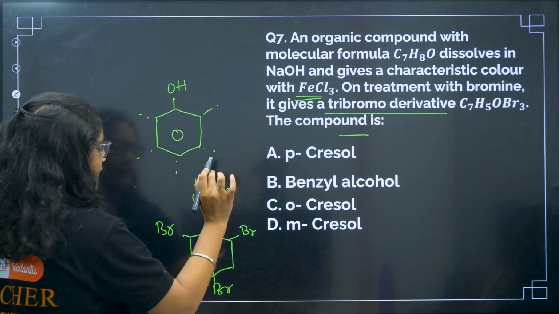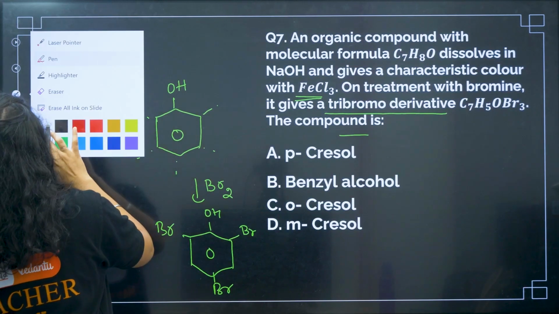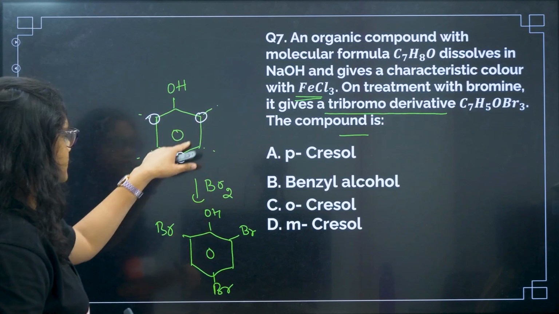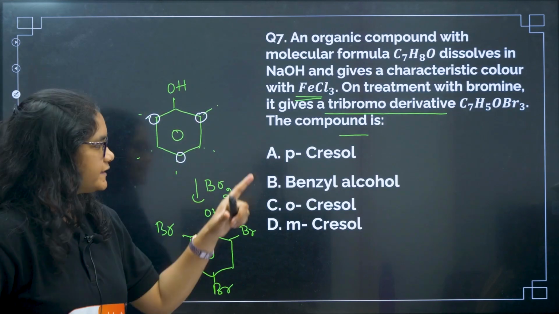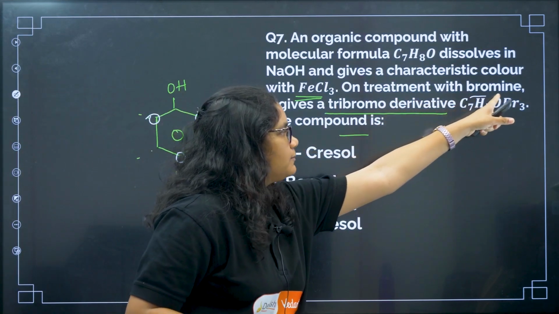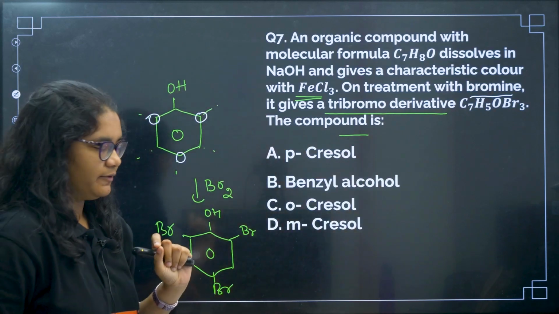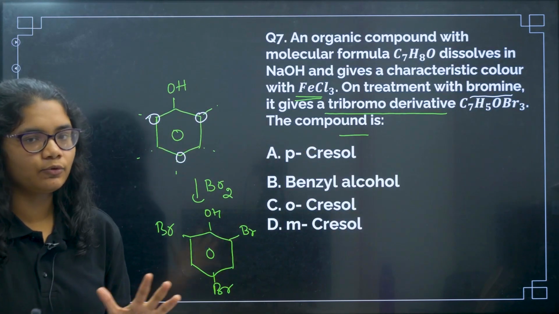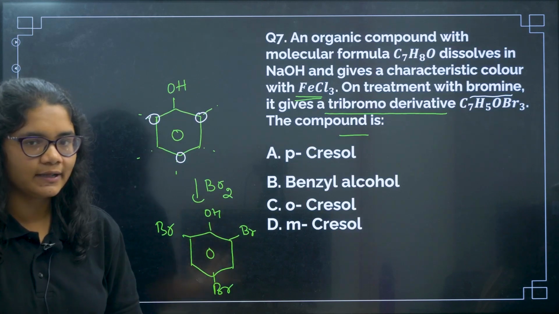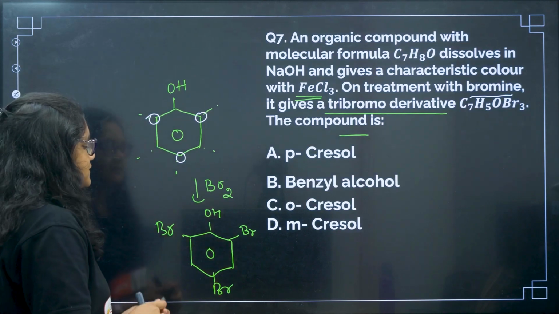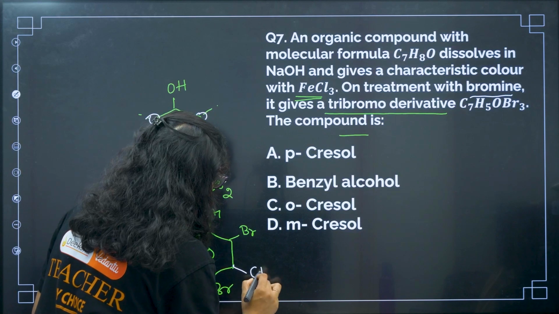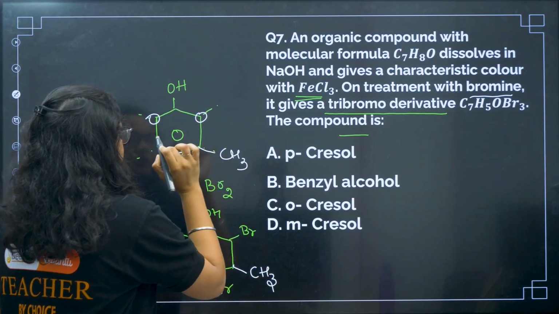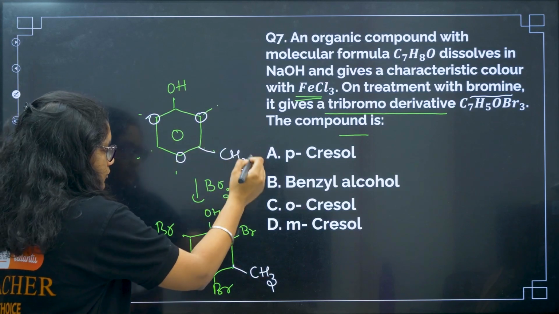That means the methyl group cannot be at these positions, so I'll highlight this. At these positions we will get bromo groups, because it is said that on treatment with bromine we are getting a tribromo derivative. If these positions are occupied by the methyl group, then we will not get a tribromo derivative, right? I hope you are getting this concept. So now where can we add the methyl group? We can add the methyl group in this position, right? So the methyl group must be in the meta position.